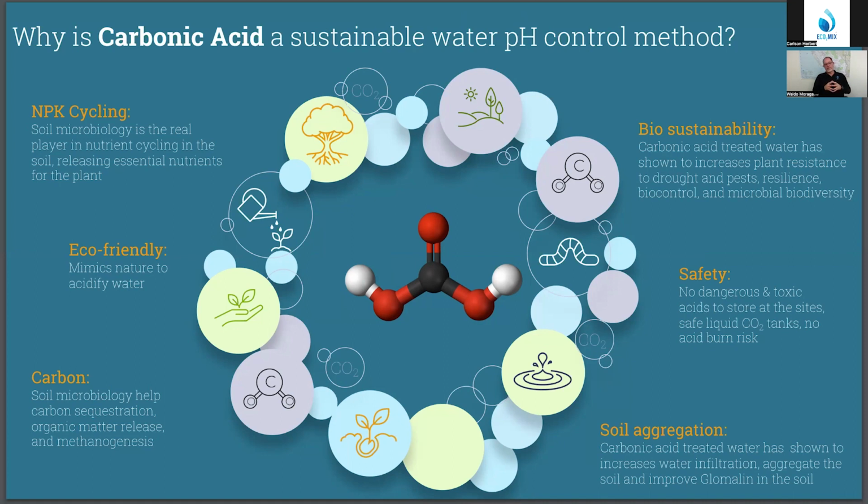Carbonic acid is eco-friendly and sustainable. There is no other process to reduce water pH that really mimics nature. And last but not least, safety. There are no toxic chemicals to store or to apply to your ranch. No sulfur to burn, no toxic gases, no potential problems with people burning or equipment destroyed by corrosion.